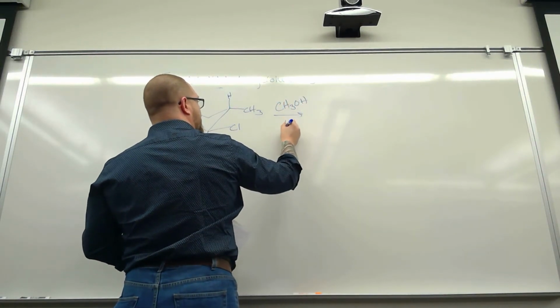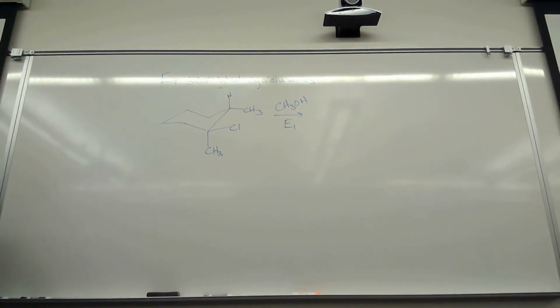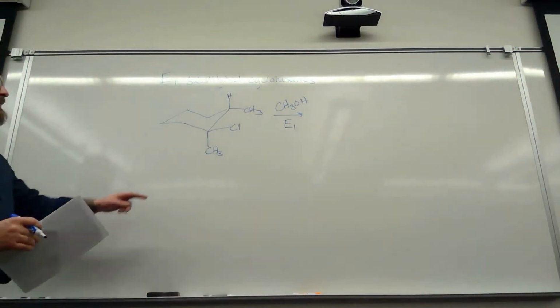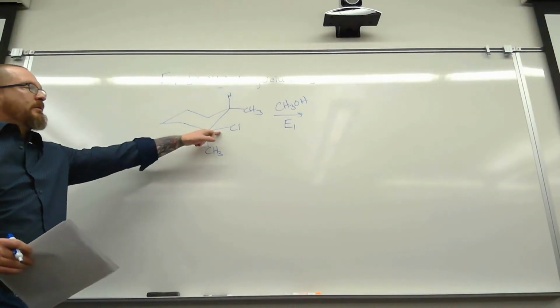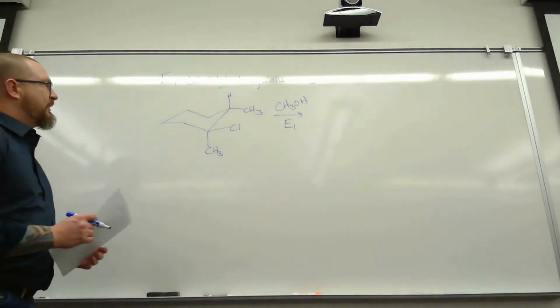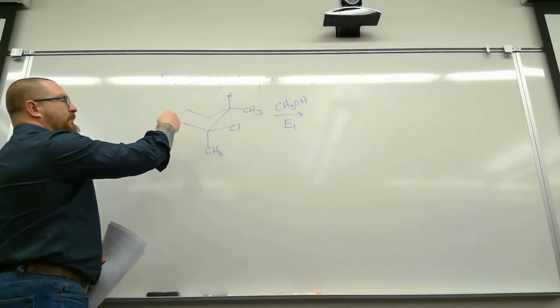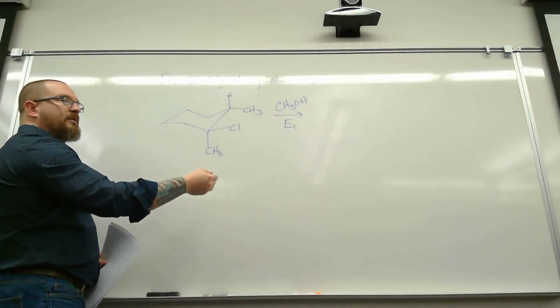Throw in some methanol. Pour base, pour nucleophile, it's also the solvent. We have a tertiary halogen, so we're good to go for an E1 reaction. It doesn't matter how the ring is oriented in terms of the flip.